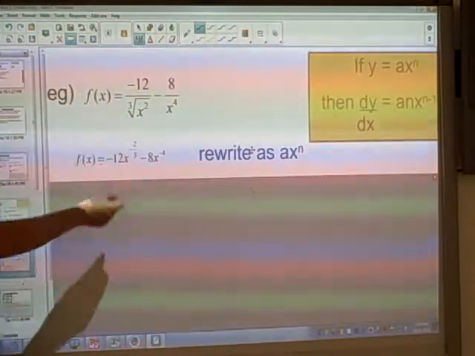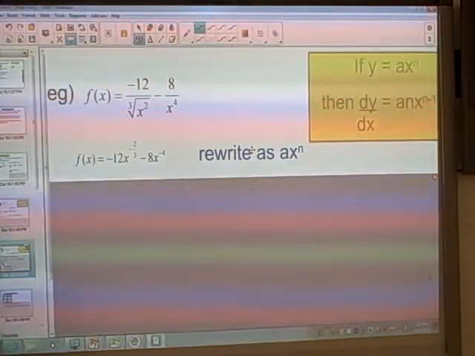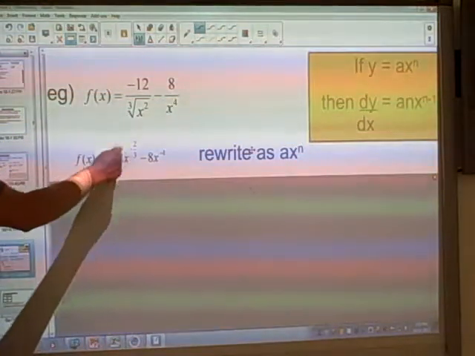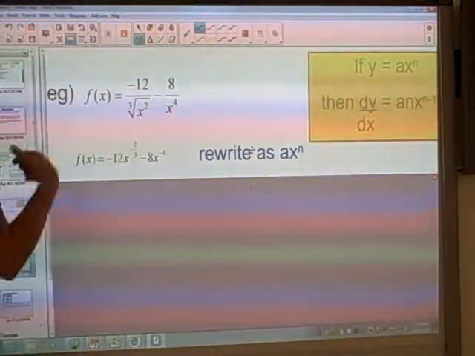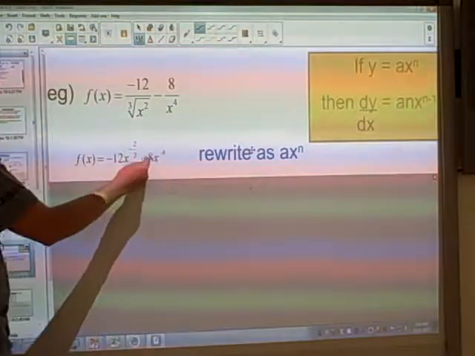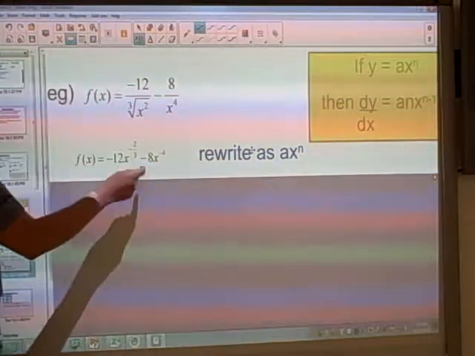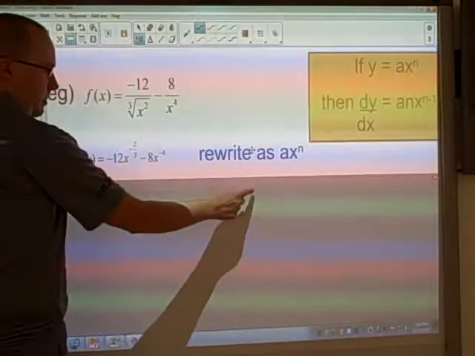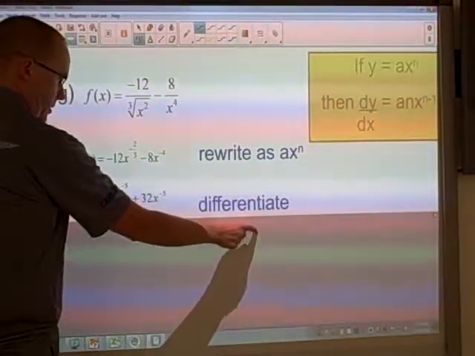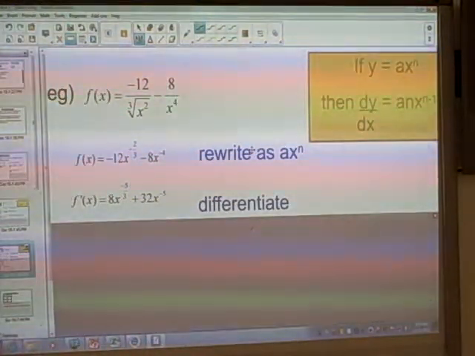So bring the power to the front and multiply, so -12 times -2/3 is +8. Decrease the power by 1, which would be -5/3. Bring the power to the front and multiply, -8 times -4 is 32, and then decrease the power by 1 would give me -5. So that's our differentiating.